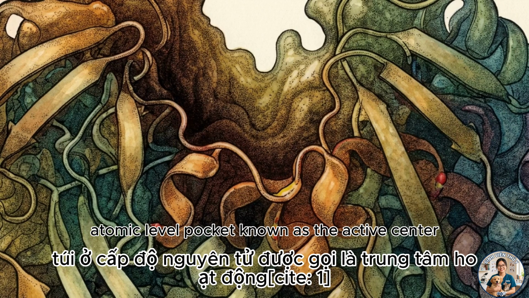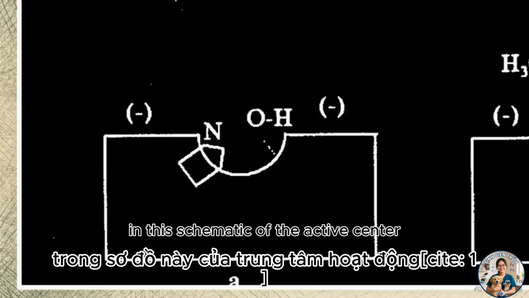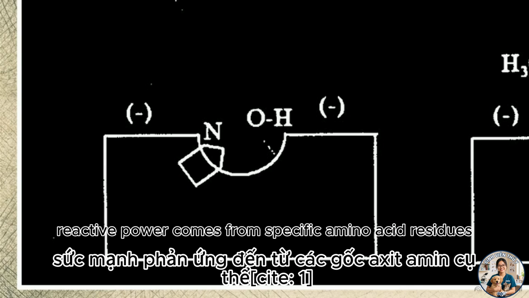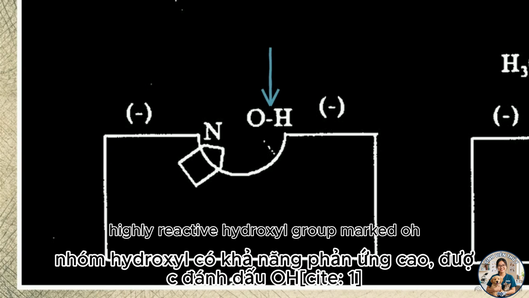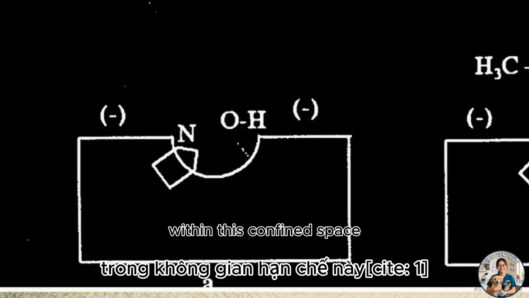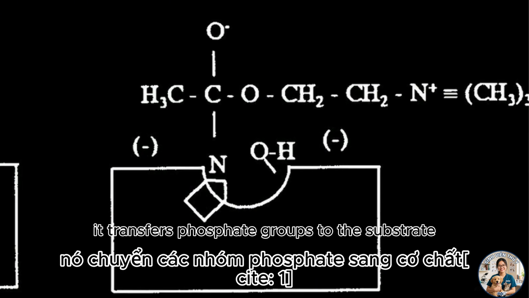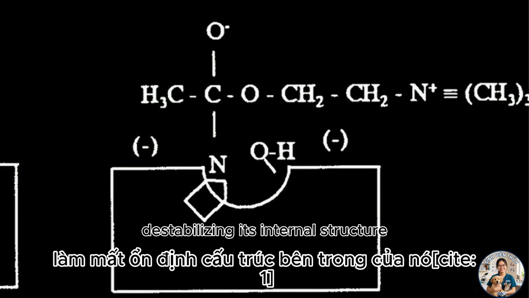Although an enzyme is a large, complex protein, its catalytic power is concentrated in a tiny atomic-level pocket known as the active center. In this schematic of the active center, reactive power comes from specific amino acid residues. One critical residue is serine, providing an exposed, highly reactive hydroxyl group, marked OH. Within this confined space, it transfers phosphate groups to the substrate, destabilizing its internal structure.